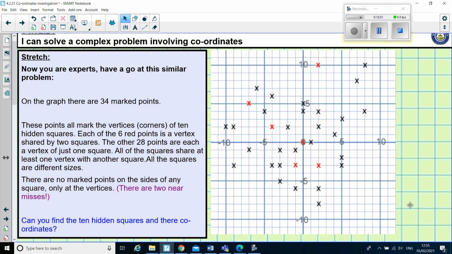So exactly the same as with the last one, you can print off a blank coordinate grid and plot the crosses. Alternatively, you can find a blank coordinate grid in Paint, which you can plot the crosses for and have a go. Okay, so pause the video now, have a go, and once again, if you'd like to come back and I will reveal the answers then to this stretch exercise.